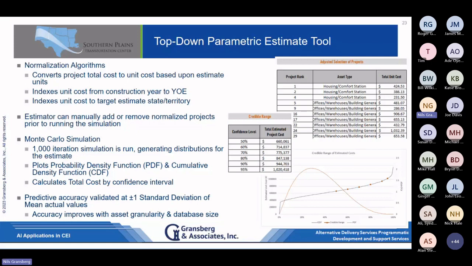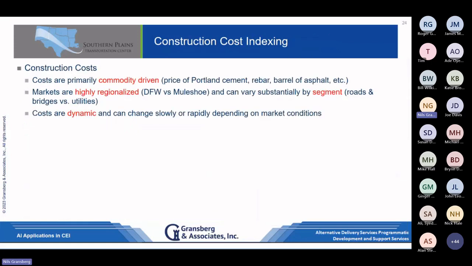Questions? All right, so this is one example here. Let me show you another example on cost indexing, construction cost indexing. Construction costs are primarily commodity driven, so that's why we have all these indexes that track things like the price of Portland cement or rebar. Like if you talk to the folks down at the AOGC, they'll tell you exactly how much a barrel of oil costs, how much a barrel of asphalt costs, right? Because those things drive the cost of the work.